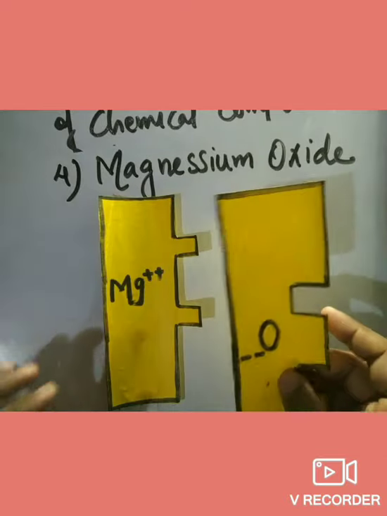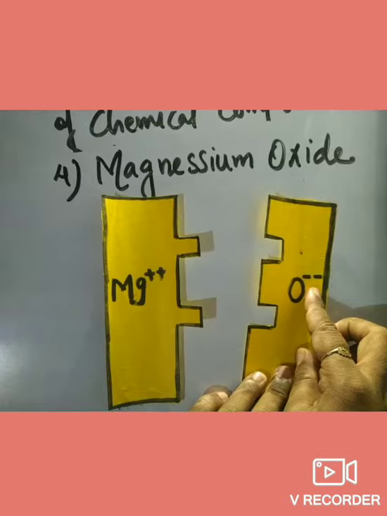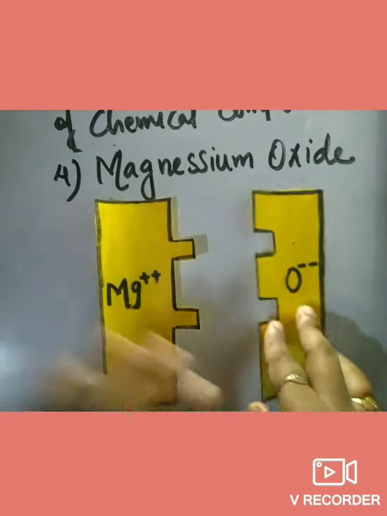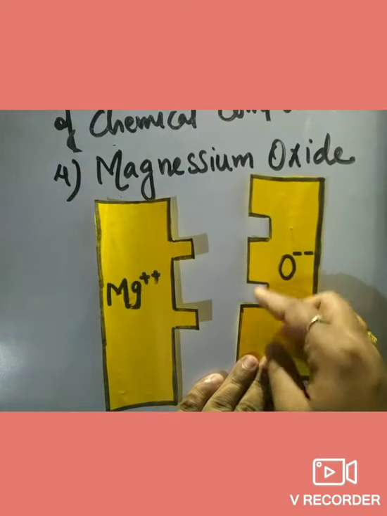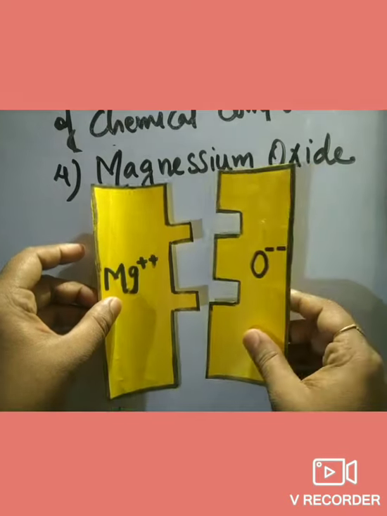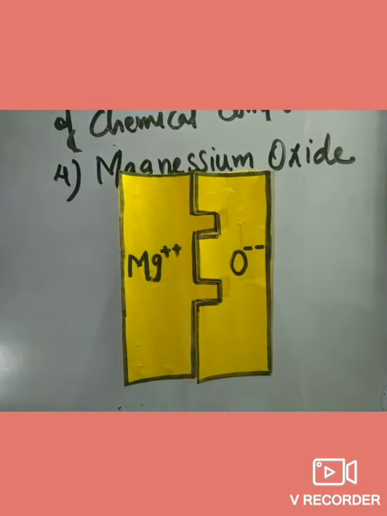Next I will take oxygen. Oxygen is having 2 negative charge. So for 2 positive charges I have taken 2 extra parts, and for 2 negative charges I have taken 2 hollow parts. So let's combine them. Oh, they are making a complete compound. I don't have to take anything more.